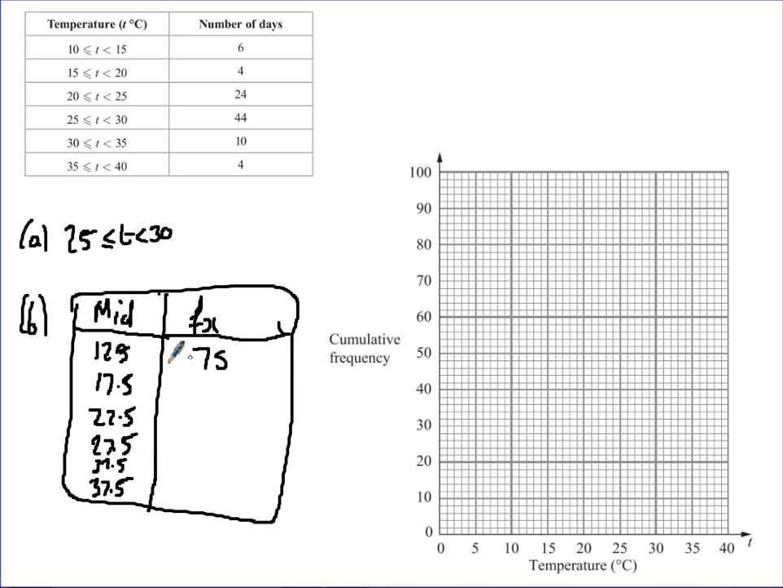So you times each one of these individually by the frequencies, so that's 6 times 12.5. Then we've got 17.5 times 4, which is 70. 22.5 times 24, which is 540. We've then got 27.5 times by 44 is 1210.